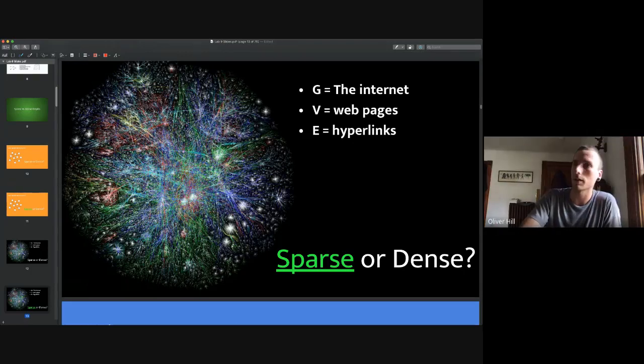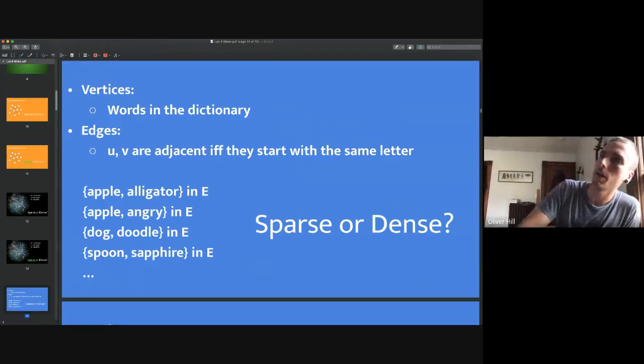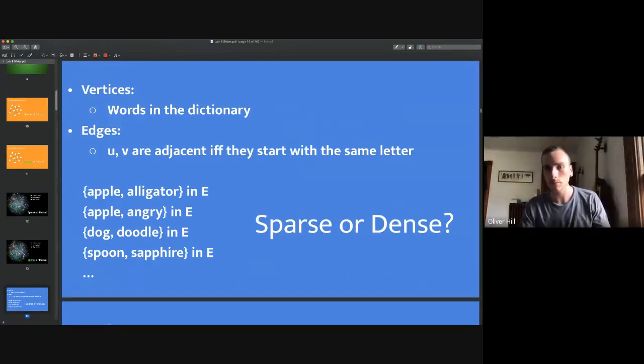Okay, if anyone has questions about these, say so. Okay, great. Now we have words in the dictionary as our vertices. The edges are: U and V are adjacent if and only if they start with the same letter. So apple and alligator have an edge between them because they both start with A.